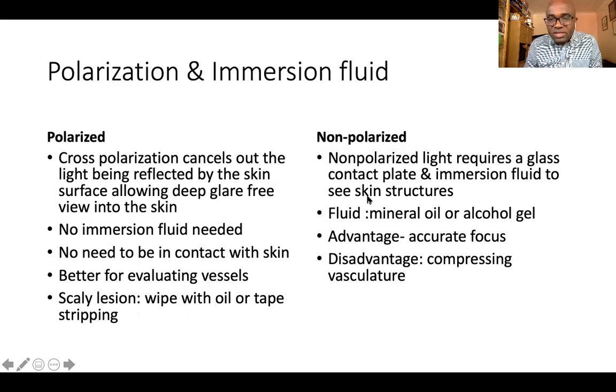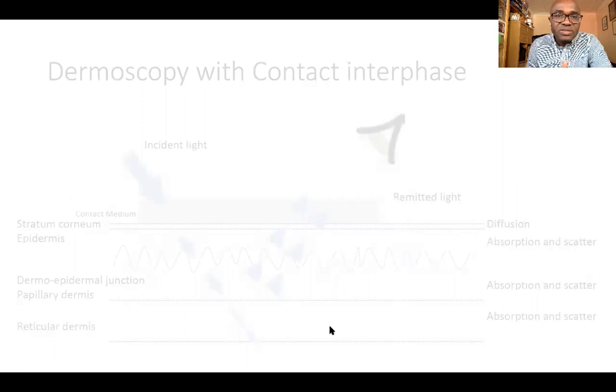With non-polarized light, dermoscopy always requires contact. So with non-polarized light, you're always going to touch the lesion and use an immersion fluid, oil or alcohol gel, to give you good focus. So it still has light, but it hasn't got polarized filters in it, and that's the key. It's not the light itself, there is a filter, so you can switch the filters on and off to cancel out the glare. So that's really the principle of it.